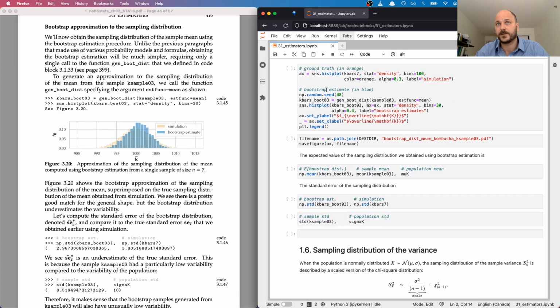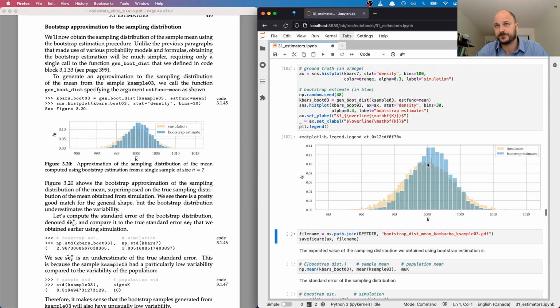Given the sample, I want you to generate the sampling distribution of the means. If we generate that sampling distribution, we get this graph. The blue is the sampling distribution we estimated using bootstrap, and the yellow is the true distribution. It's not perfect, let's not kid ourselves. But the shape is kind of accurate. It's still pretty close to the real distribution.